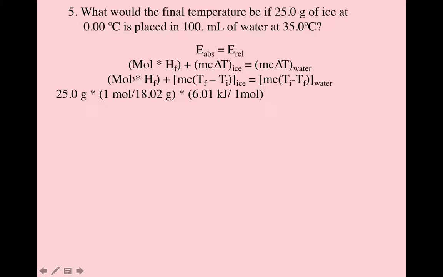So I just broke this up as I said, and the first step here is the moles times HF. We're going to take 25 grams, that's the grams of ice. We're going to multiply by 1 mole over 18.02 grams, so now we have moles of ice, or of water. And then we're going to multiply by 6.01 kilojoules per mole. That's the heat of fusion, which we get from the chart there.